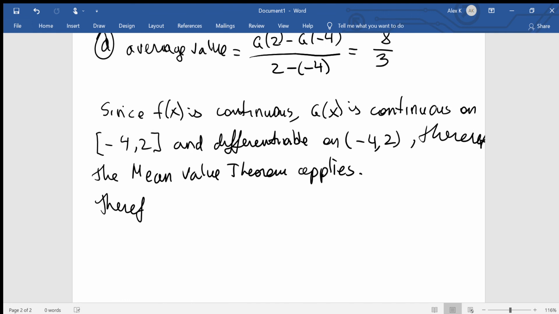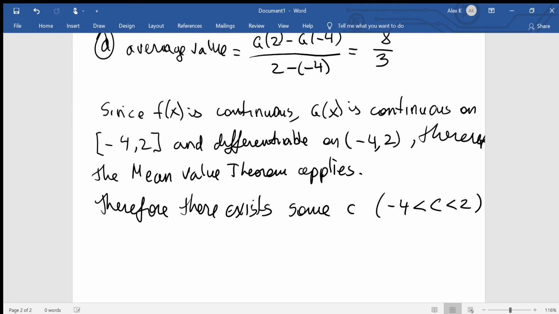Therefore, there exists some c, which is going to be between negative 4 and 2, such that g prime of c is going to equal 8/3. Okay, and that's all for this problem.